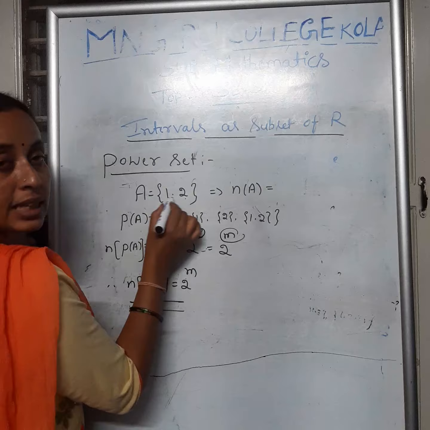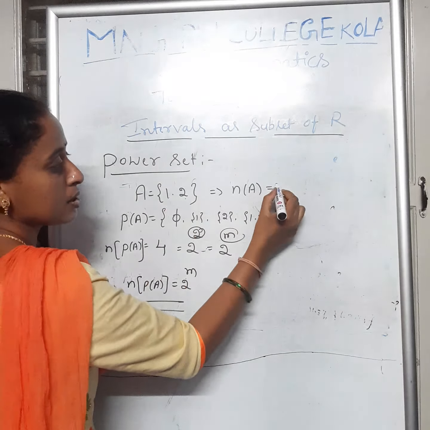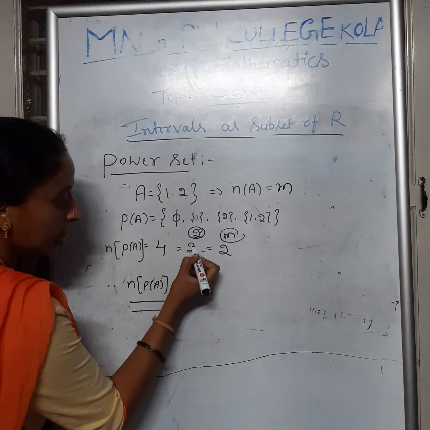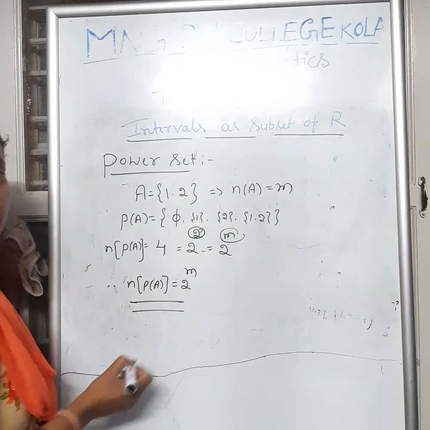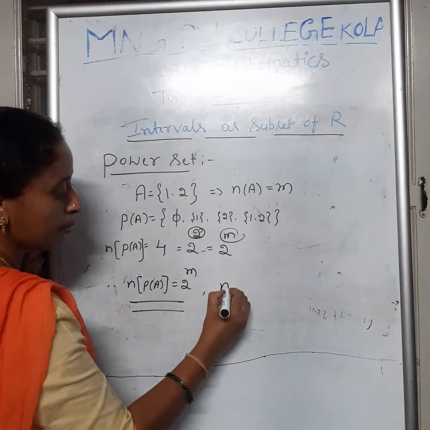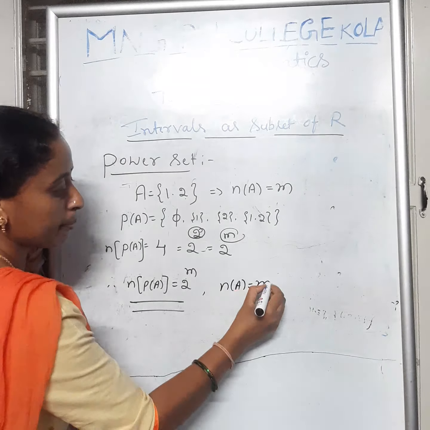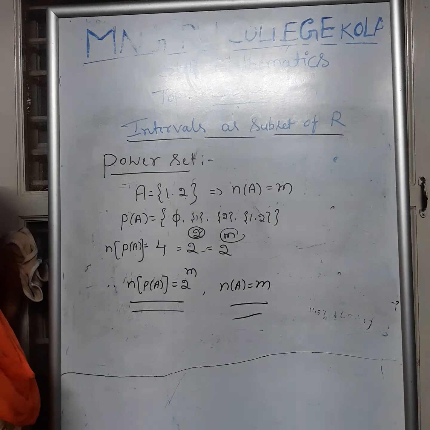So, how many elements are there? 1, 2. This is denoted by m. That's why here it is 2 to the power of 2, where 2 denotes m. So, the number of elements in A equals m. This is the important formula.